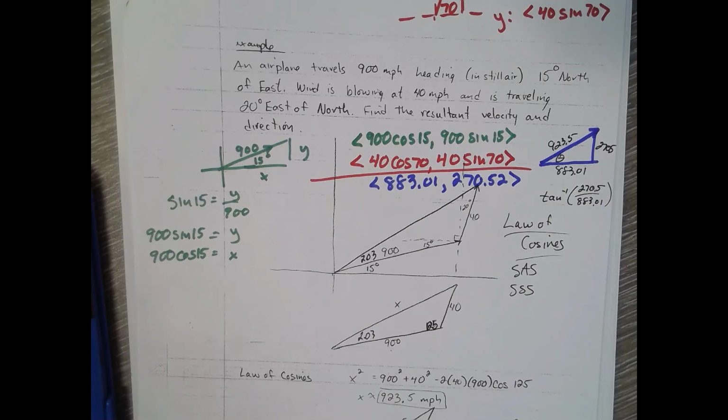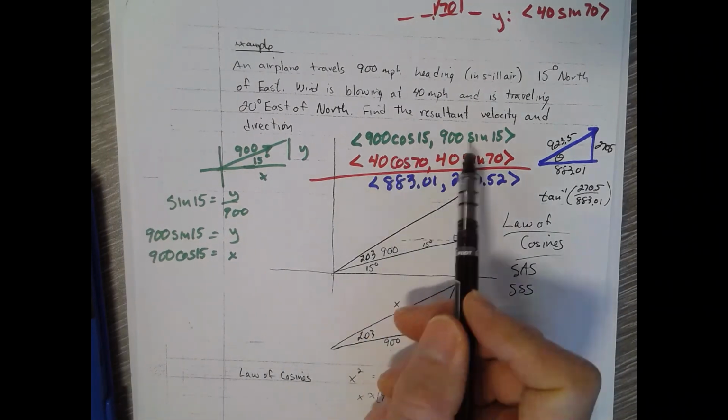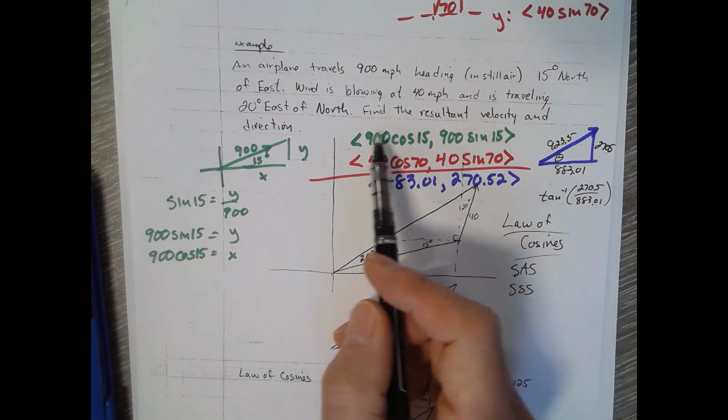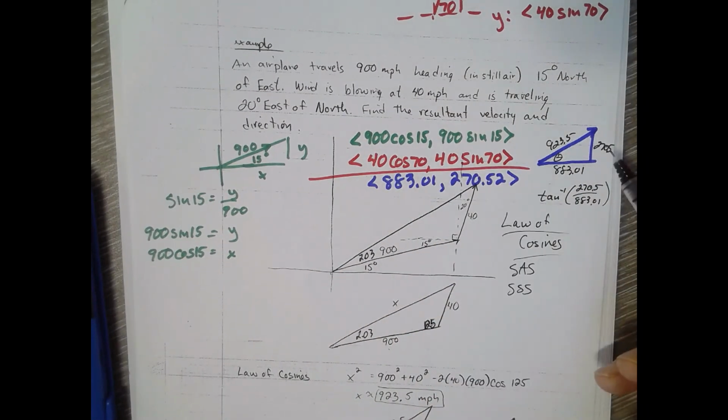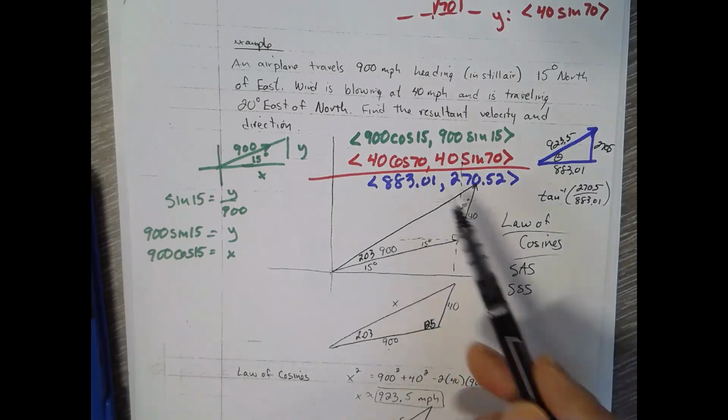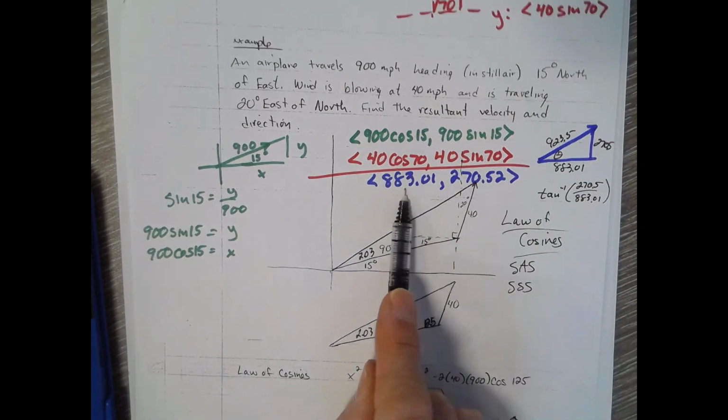So two ways of doing the same problem. If you don't want to do a lot of sines, a lot of cosines, just create both component forms of the vectors given. If there's three, just stack them up, add them, and then do the Pythagorean theorem to find the magnitude and inverse tangent of the y over the x to find its direction.